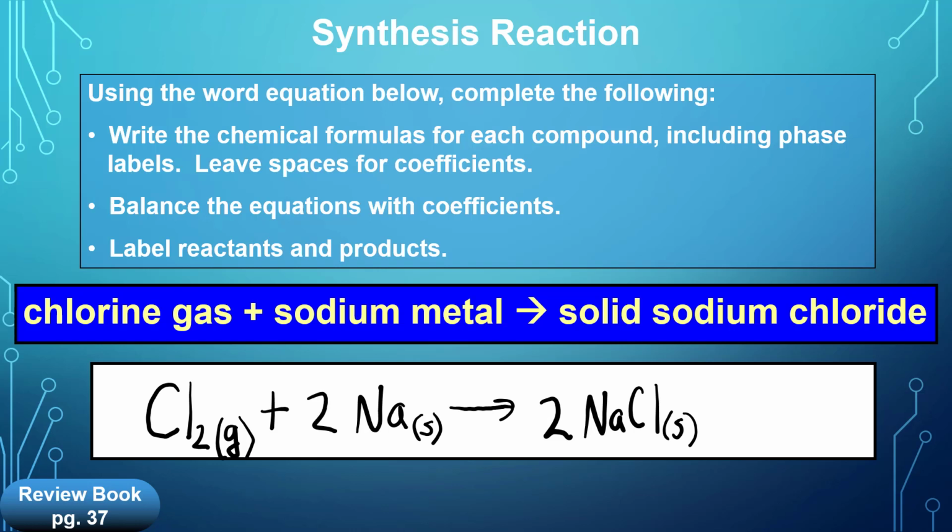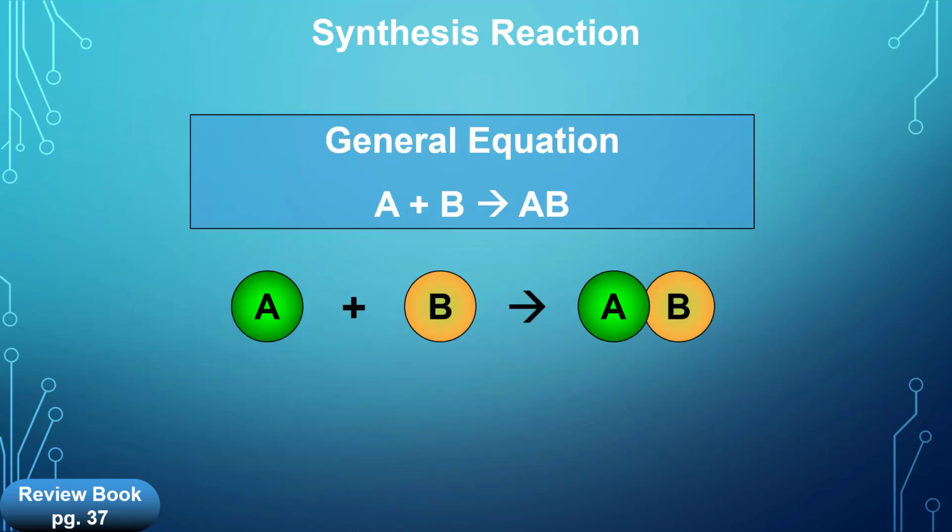All right, so we can see here we've got 2 different substances, right? We've got chlorine and we've got sodium. And they're coming together to make one thing. They're synthesizing, or making, one product. And that is a synthesis reaction. Synthesis means to come together. Here's a general equation for a synthesis reaction.